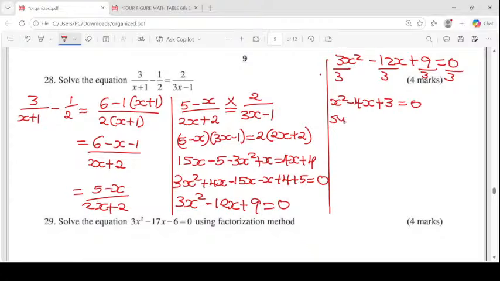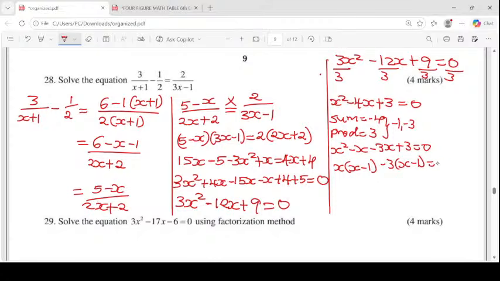I'm looking for two numbers such that the sum is negative 4 and the product is positive 3. The two numbers should be negative 1 and negative 3. So this will become x squared minus x minus 3x plus 3 is equal to 0. This will be x into x minus 1 minus 3 into x minus 1 is equal to 0. Here we have x minus 3, x minus 1 is equal to 0.